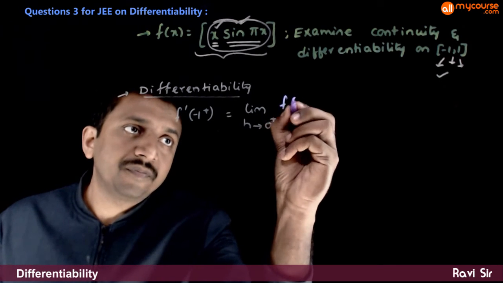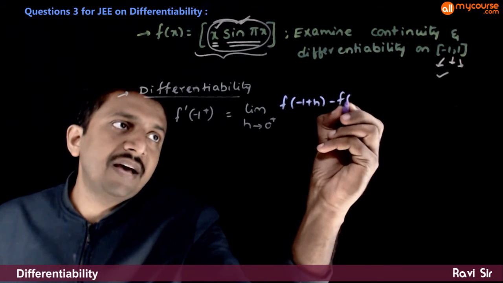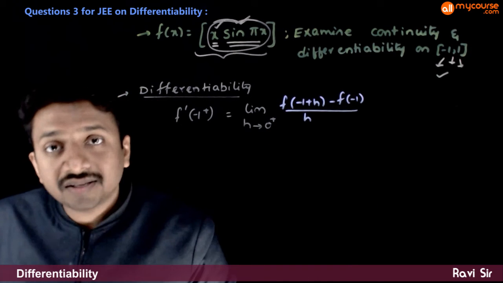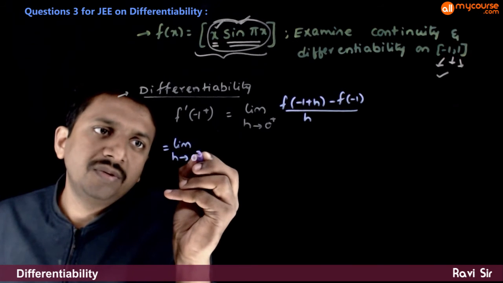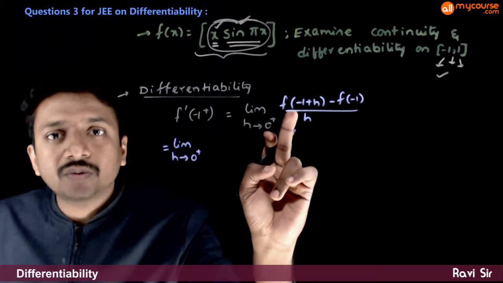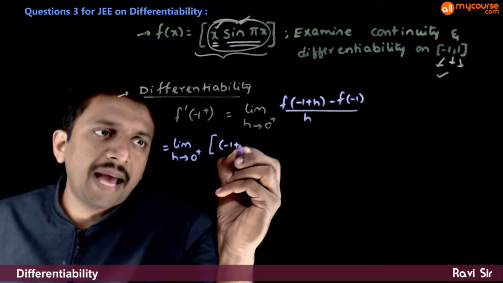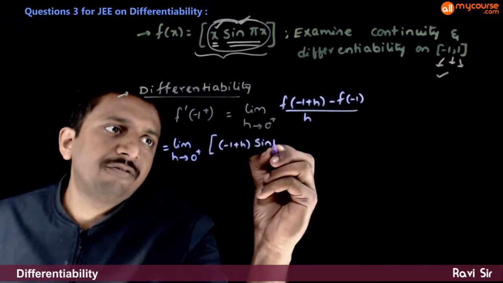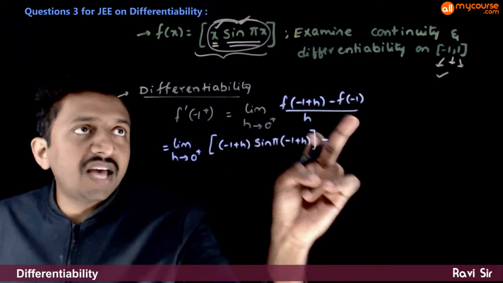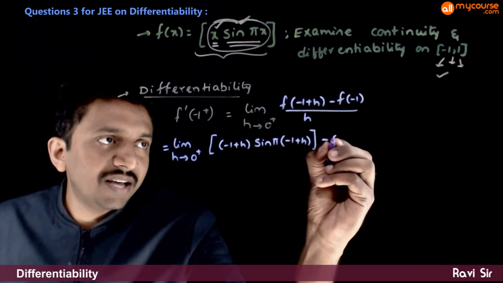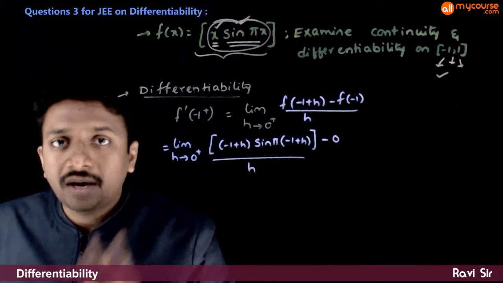f of minus 1 plus h minus f of minus 1, divided by h. This is what I need to find out. That is equal to limit h tends to 0 plus. So what is f of minus 1 plus h? You just need to put here integer part of minus 1 plus h into sine of pi times minus 1 plus h, minus f of minus 1. We have already seen that f of minus 1 is 0, divided by h. So, let us carefully look at what this number is.